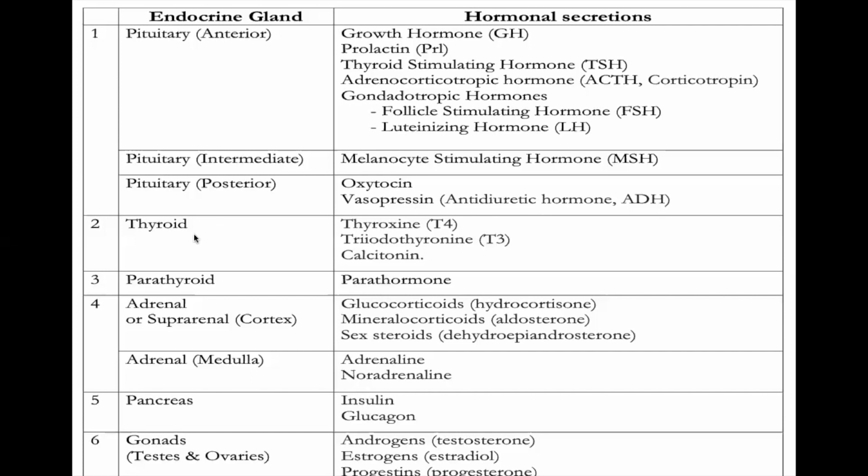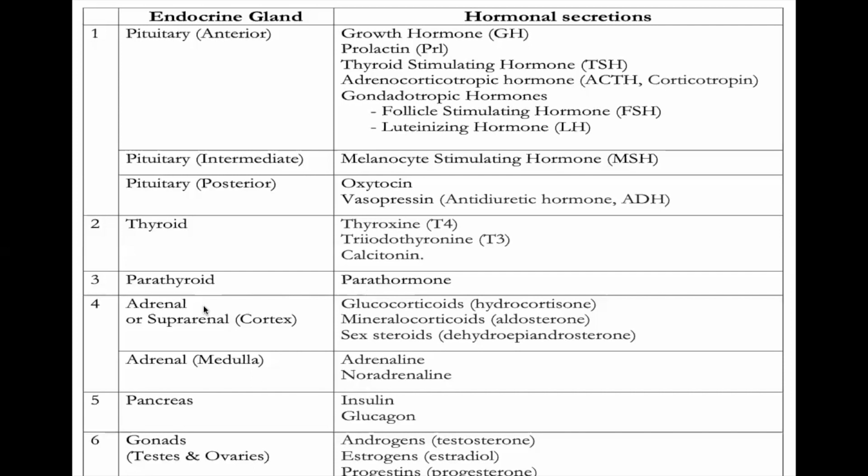The thyroid gland will release different hormones: thyroxine and calcitonin. So these are the two. T3 is not in your course, so you'll have to learn thyroxine and calcitonin. The parathyroid gland, found on both sides of the thyroid gland, releases parathormone.